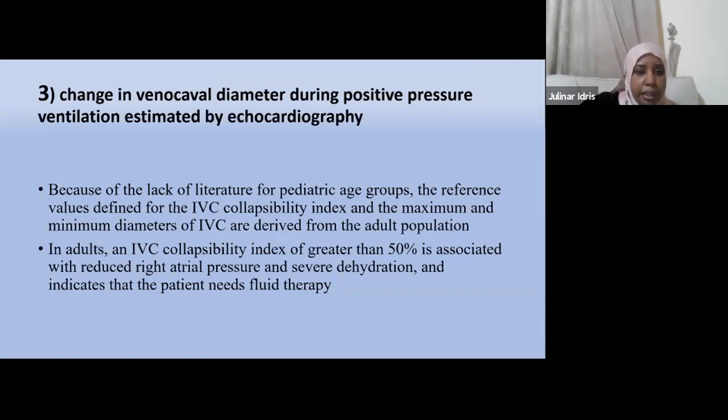In adults, they are using 50%. They found it's associated with reduced right atrial pressure and in severe dehydration. And this indicates that the patient needs fluid therapy.